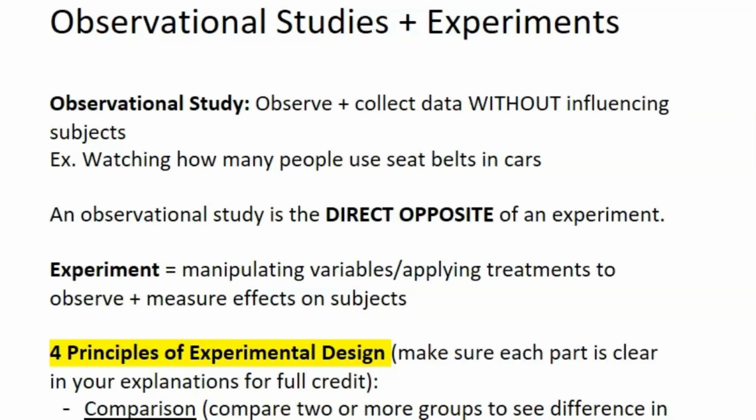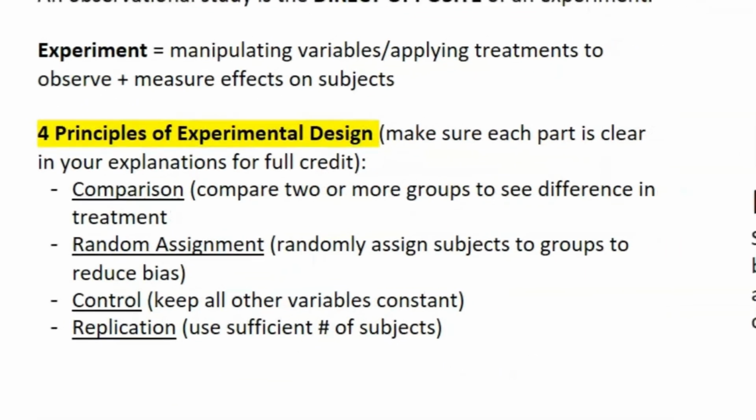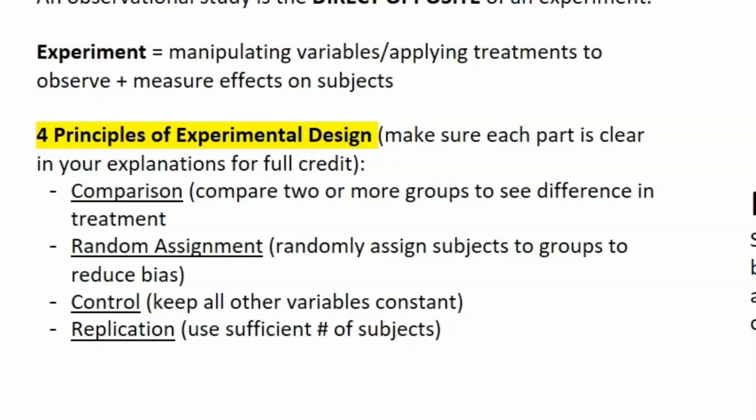Why? Well, because in an experiment, you are manipulating variables or applying treatments to observe and measure the effects on the subjects, right? And when you conduct an experiment, you want to follow 4 principles. When you are answering questions, make sure each of these principles is clear in your explanations for full credit. Comparison. You want to compare 2 or more groups to see the difference in the treatment. Random assignment, just randomly assigning subjects to groups to reduce bias. You can also randomly assign treatments. Control, so you have to keep all variables constant.